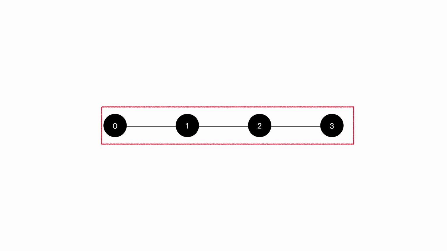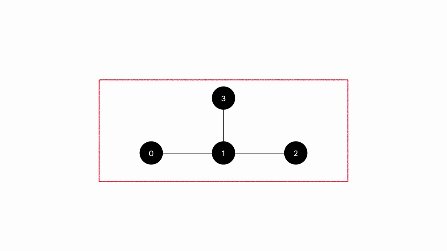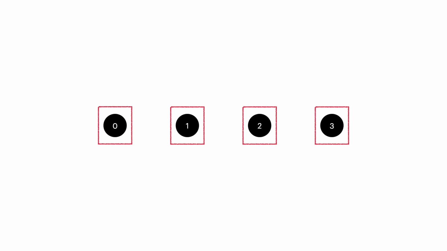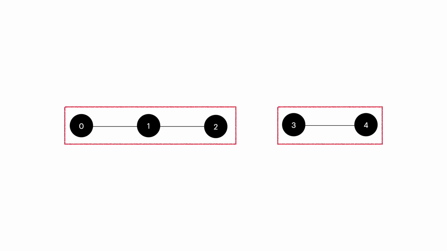How many disjoint sets? 1 disjoint set. Same here. For this case, there are all 4 disjoint sets. How many disjoint sets? How can you find it? Union find algorithm. Let's use this example.